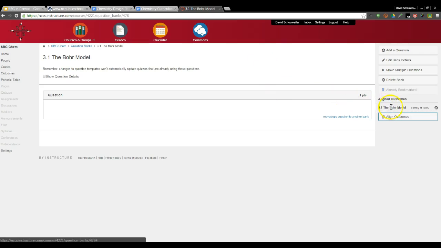objective. Okay? Now that outcome is set here where it's at 100%. So whenever students take a quiz or a test with the questions that I've created in here, in this question bank, and I can add as many as I want, then it's going to align automatically with this learning outcome, 3.1, the Bohr model. So how do I use question banks in creating quizzes? Well, I'm going to go back to the quizzes over on the left side.